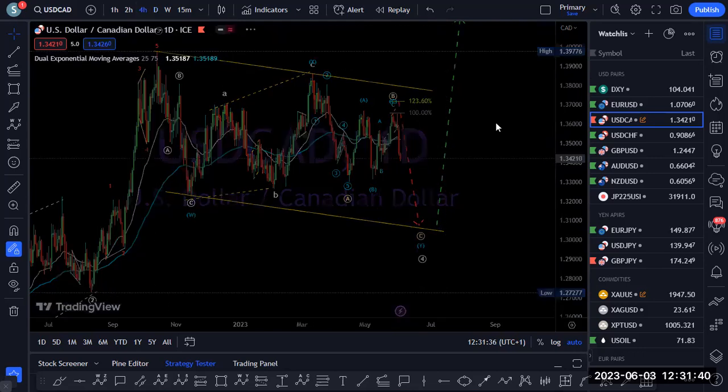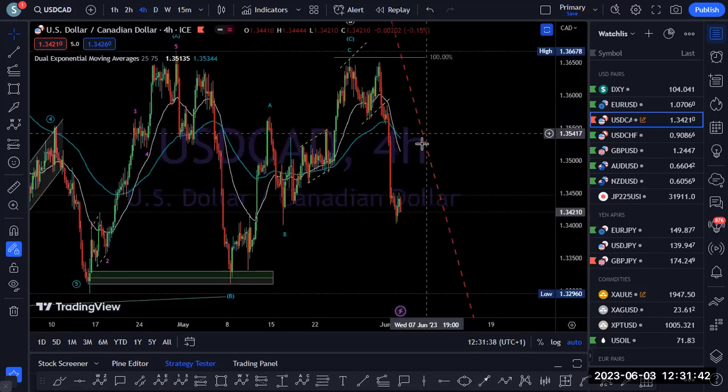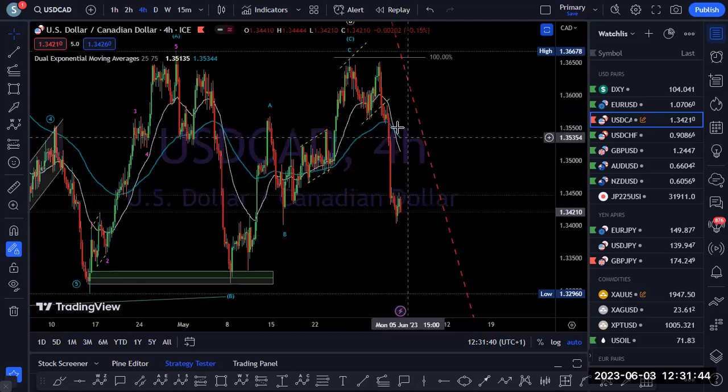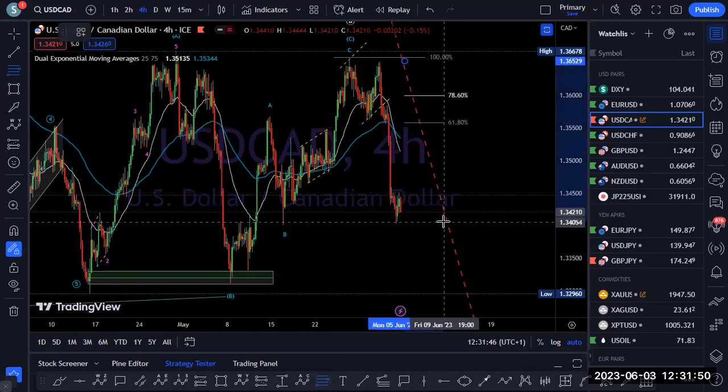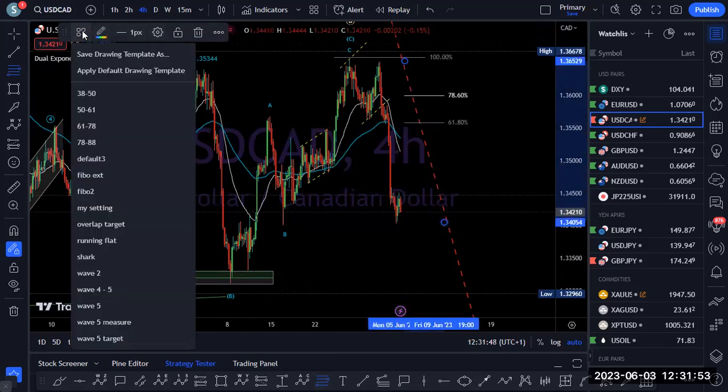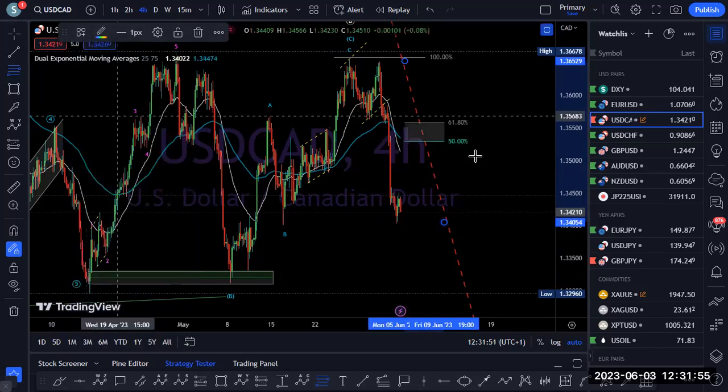So let's go to 4 hours. If you want to join the sellers, all you need to do is to check out for a correction. If you get maybe, let me check, 50 to 60%, or even 38.